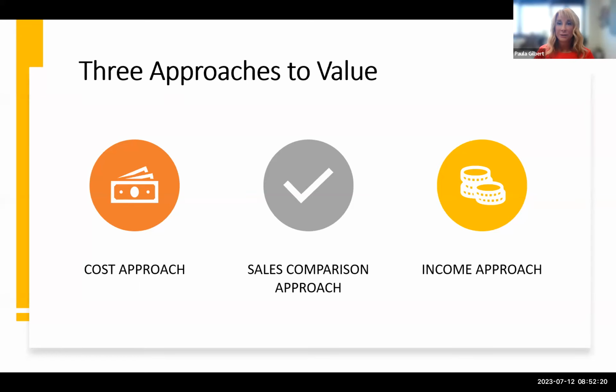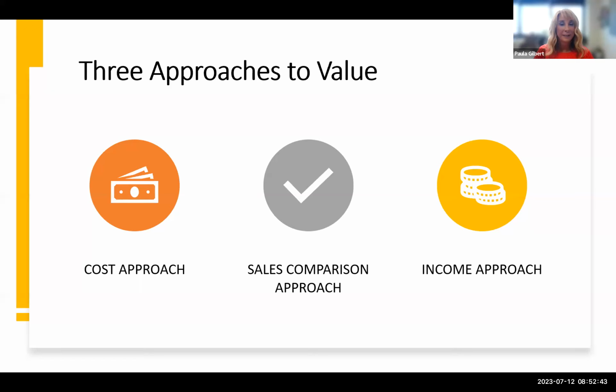We have 3 approaches to value. For residential, the one that we rely on most heavily is the sales comparison approach. We are able to build very statistically sound models with the large number of sales that we have received over the last few years. We then adjust the property that sold to the subject property to calculate a value.